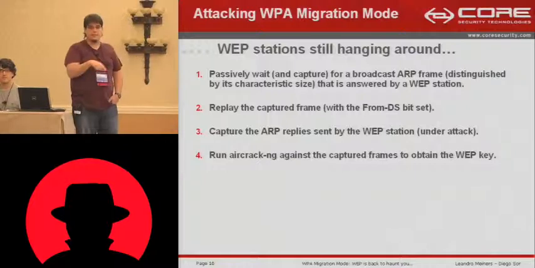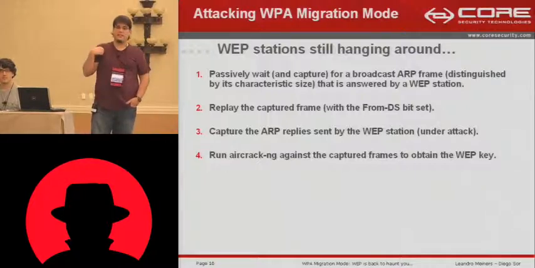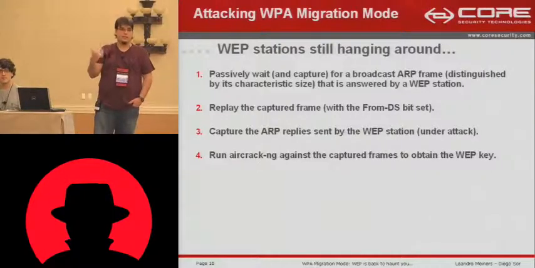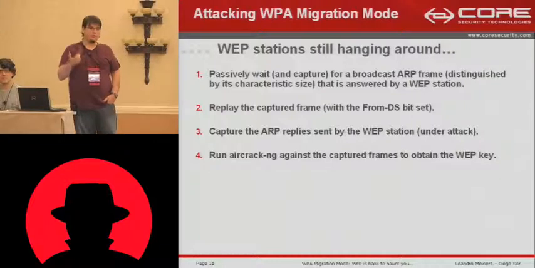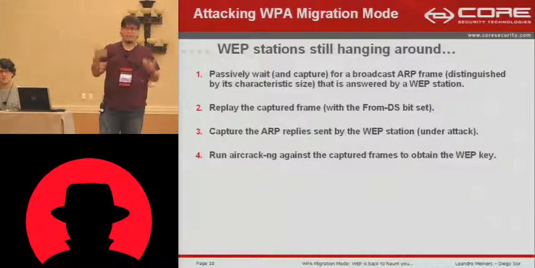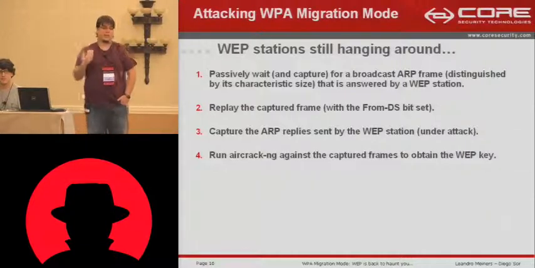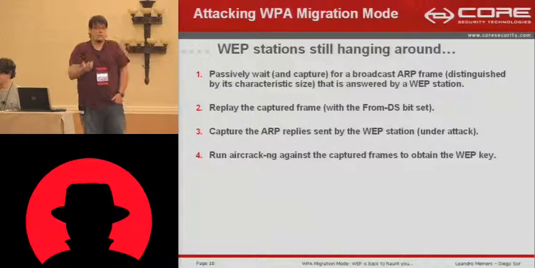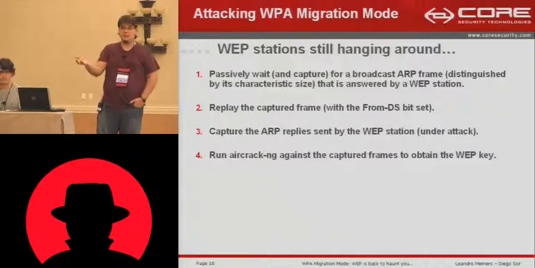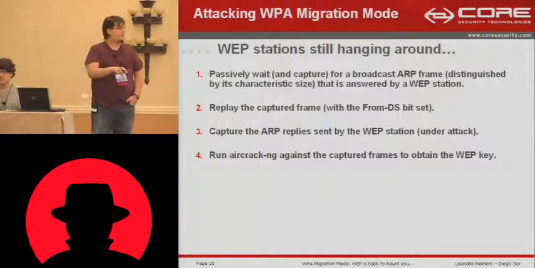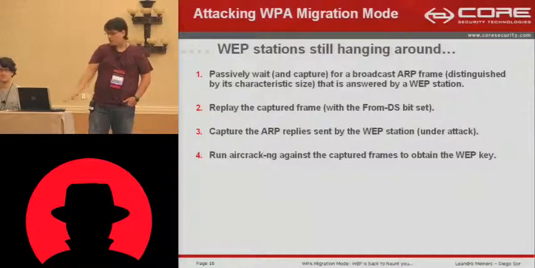That's why we have to set the From-DS bit, which means that the packet was coming from the AP. So the station would see the packet and say, okay, somebody's sending me a frame, it would decrypt it, and since it's a valid frame, it would be an ARP frame that we captured. The station's going to reply, and each time the station replies, we capture that traffic, and that traffic will be valid WEP traffic sent by the station. If we capture only that traffic, and we gather enough of it, we can crack the WEP key under this scenario.